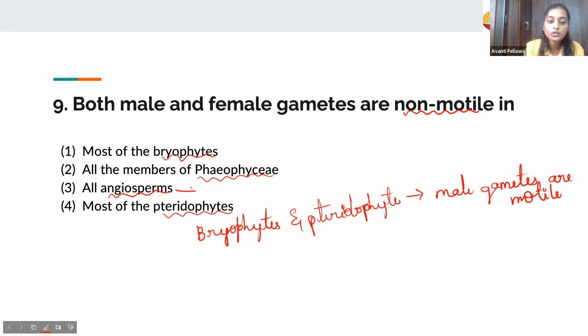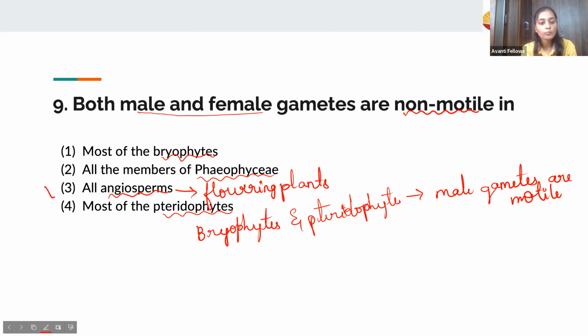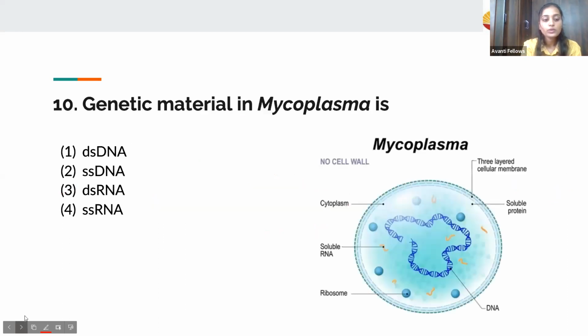And angiosperms are the flowering plants. In all the flowering plants, the male and female gametes are non-motile. So the answer is option number 3. In all the angiosperms, the male and the female gametes are non-motile. Okay. So let's move on to the next question.